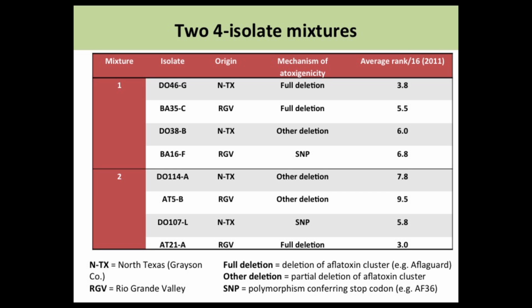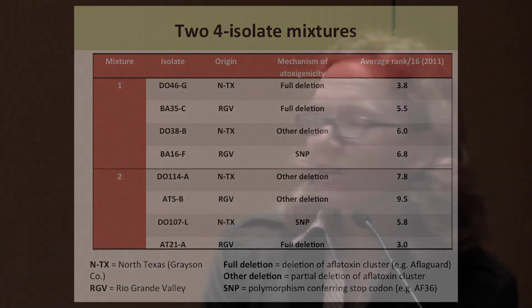So the second column shows the origin of the isolates. Here I just indicate whether they were from North Texas or the Rio Grande Valley. This again will ensure that they're adapted to a wider range of conditions. And they had different mechanisms of atoxigenicity. Many of them had a full deletion of the aflatoxin cluster. Others had partial deletions or just the SNP, which is what causes the biocontrol strain A36 to be atoxigenic. So we have a lot of variation here, yet these are all very competitive in corn.